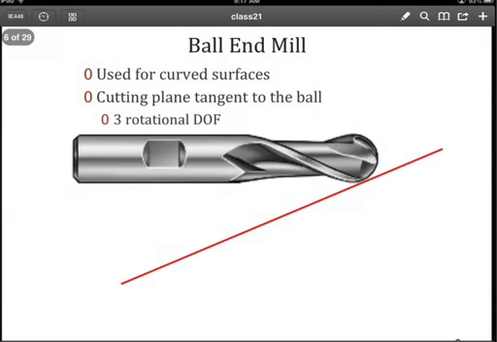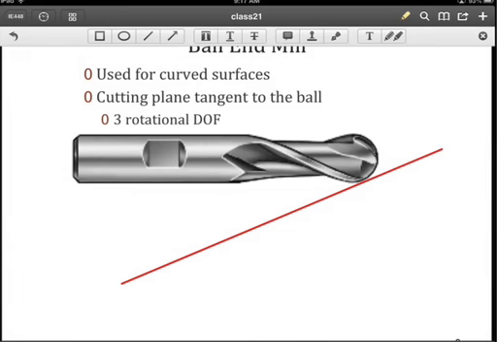For a ball end mill, we typically use that if we have free-form curved surfaces. And as you can see, the configuration here is different in this region of the geometry.